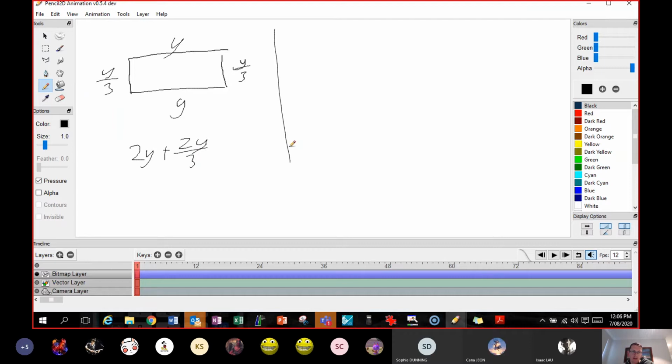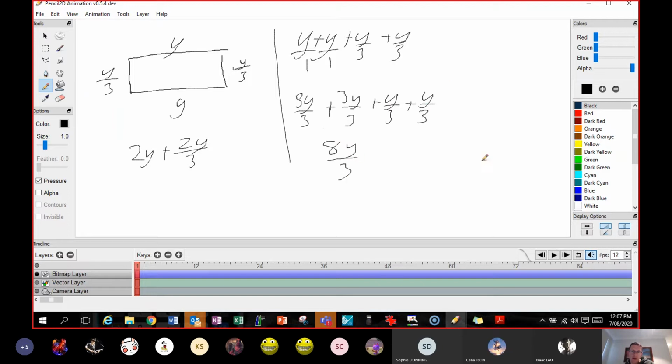Alternatively, you could write it as y plus y, plus y on 3, plus y on 3. Now, you can't really add these together because these need to be the same thing. Don't forget, these are y's on 1, so I need to multiply those by 3. That would give me 3y on 3, plus 3y on 3, plus y on 3, plus y on 3. Now they're all the same denominator, I can add them. 3, 6, 7, 8. That's going to be 8y on 3.